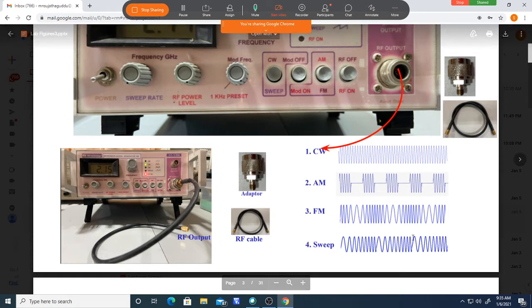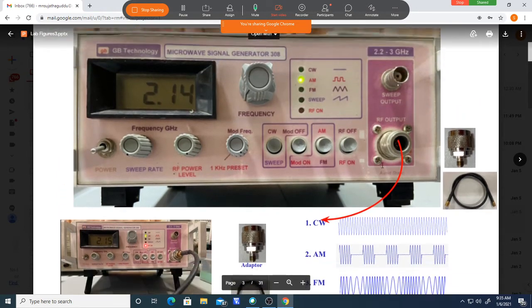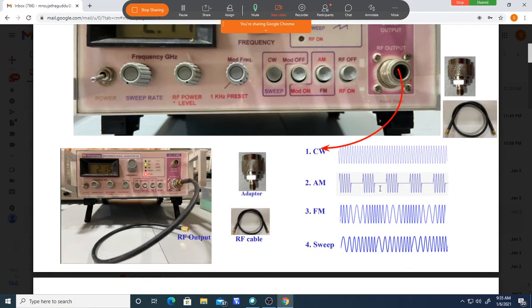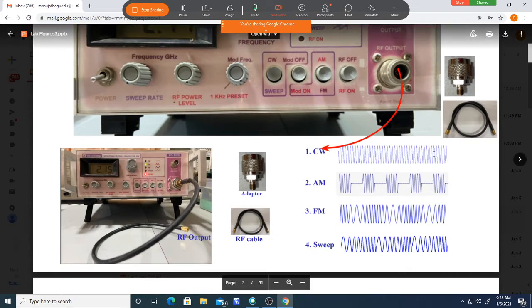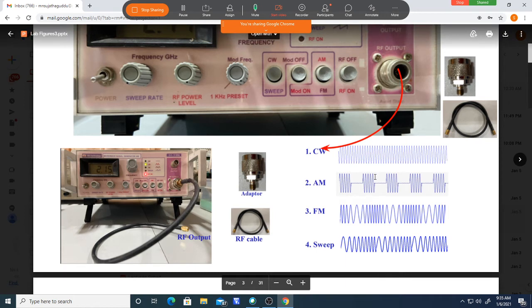See, all these kinds of waveforms we can get from this output point, but one at a time, not all. Either you can get this continuous wave from here, or a modulated wave like this, or like this. Any one of these you can get based on different applications. Some need a continuous wave like this. It may be AM modulated, FM modulated, or sweep modulated.